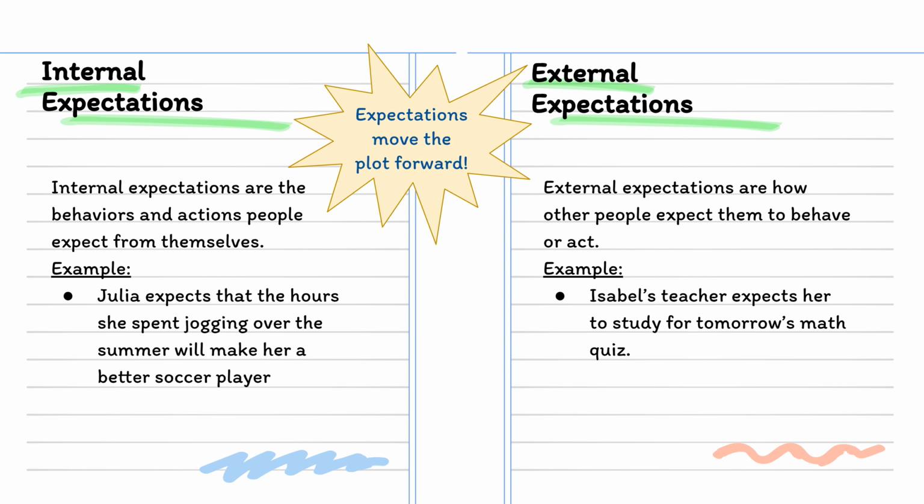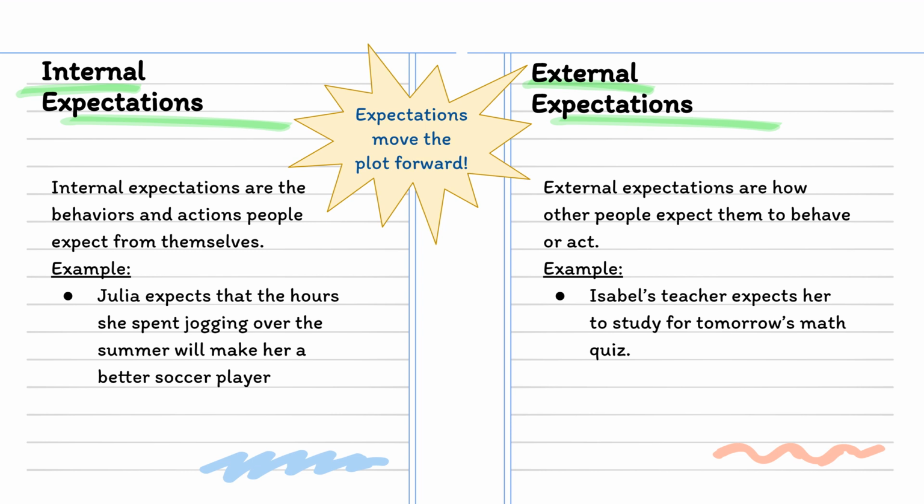Now, there's two types of expectations. There's internal expectations and external expectations. An internal expectation is the behaviors and actions that people expect from themselves. So, for example, Julia expects that the hours she spent jogging over the summer will make her a better soccer player. She knows that she's going to be a better soccer player, and she expects herself to be a better soccer player because she's putting forth the time to practice. She's putting forth that effort that's going to make her a better soccer player, so she expects it.